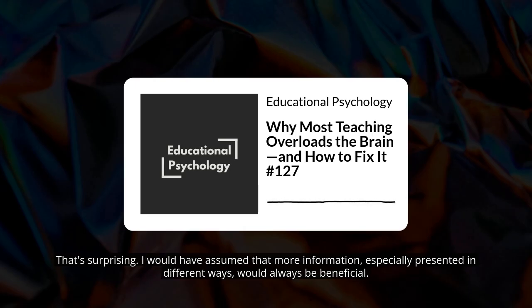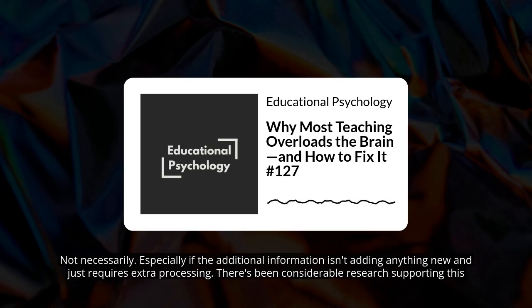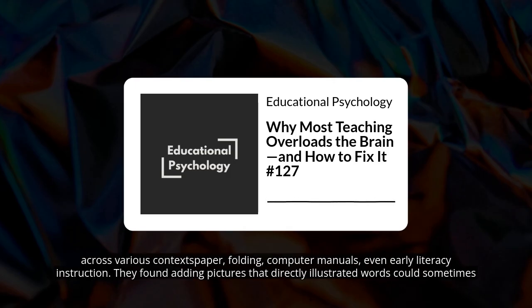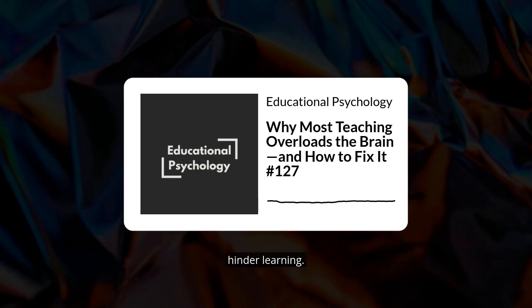That's surprising. I would have assumed that more information, especially presented in different ways, would always be beneficial. Not necessarily, especially if the additional information isn't adding anything new and just requires extra processing. There's been considerable research supporting this across various contexts: paper folding, computer manuals, even early literacy instruction. They found adding pictures that directly illustrated words could sometimes hinder learning. Wow. Does it depend on the learner at all?